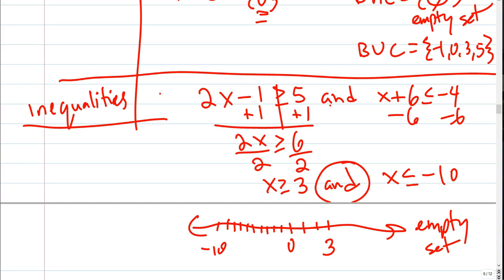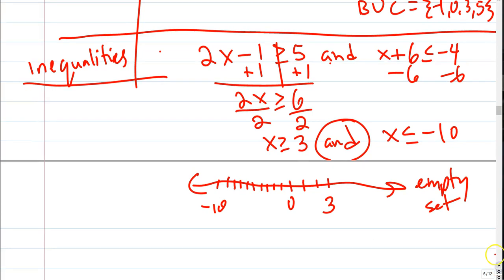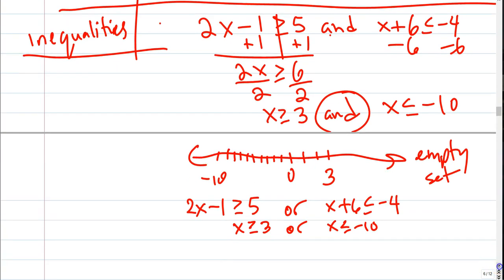Well, what if I wanted to keep that answer? Well, that's easy. All I would do is take the same question and change it to an OR. Because what happens here is I end up with x is greater than or equal to 3, or x is less than or equal to negative 10. So who gets included this time?